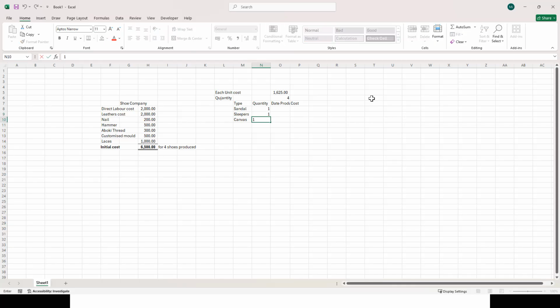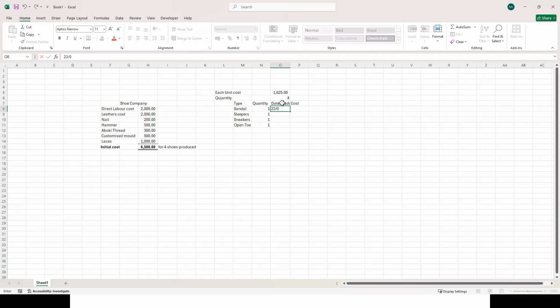Okay, let me use sneakers here. Some of them might be more than one. So let's just say sneakers, and we have 4. Date of production is when?